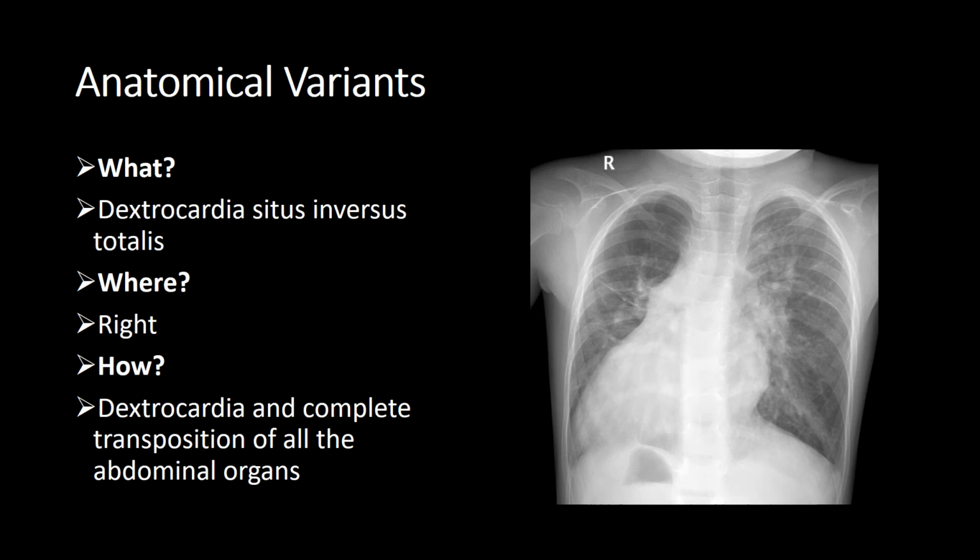And this has really significant complications for this patient. You can see they've got a really enlarged heart. So what is it? It's dextrocardia situs inversus totalis. Where? Right. How? Dextrocardia and complete transposition of all the abdominal organs.